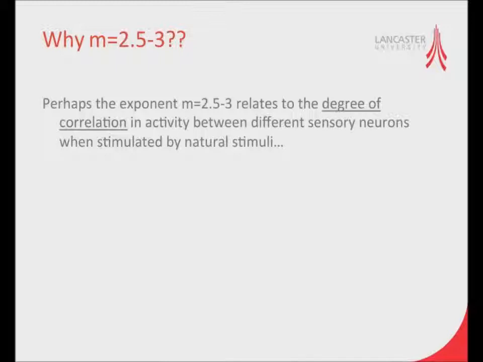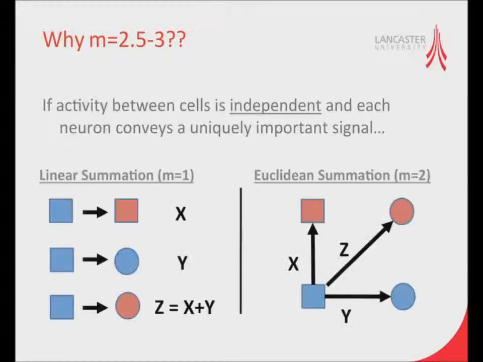Well, I think, or me and my collaborators think, that maybe the exponent relates to the degree of correlation of activities between the different neurons in our sensory system when they're being stimulated by natural stimuli. Now let me explain what I mean by that. Suppose the activity between cells is completely independent. So the cells process information that is completely different from one another, and each cell gives you uniquely important information.